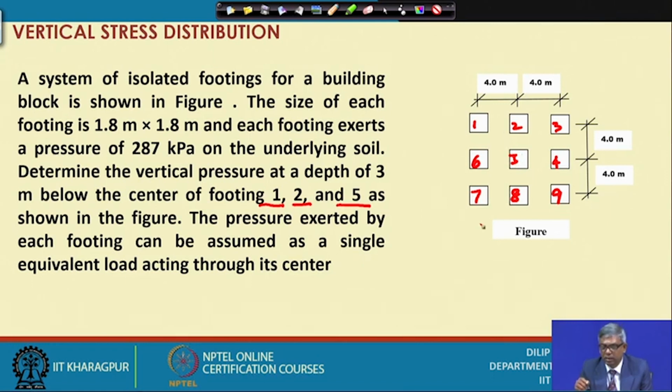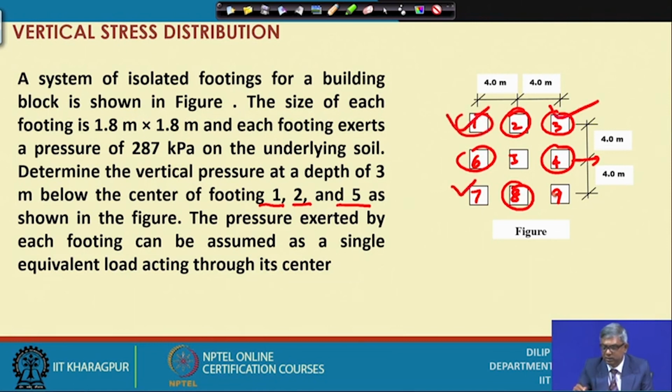Now, what I have shown in the previous one also is that this and this have the same effect on this. So, I have to calculate only one, and similarly this or this and these 4 also have the same effect on this. So, I will do 3 calculations: one for this footing 5 itself, another for footing 4, another for footing 3.